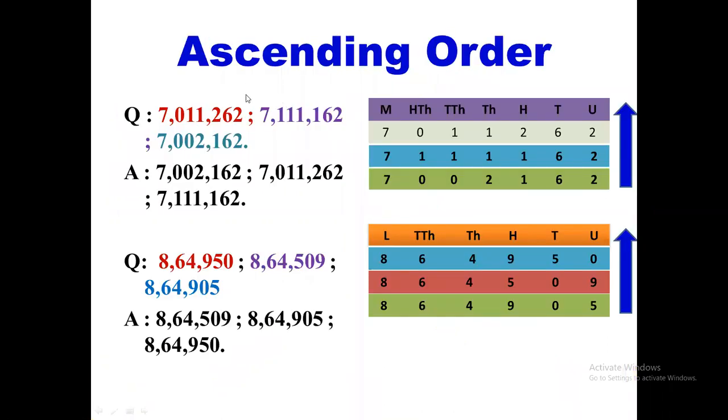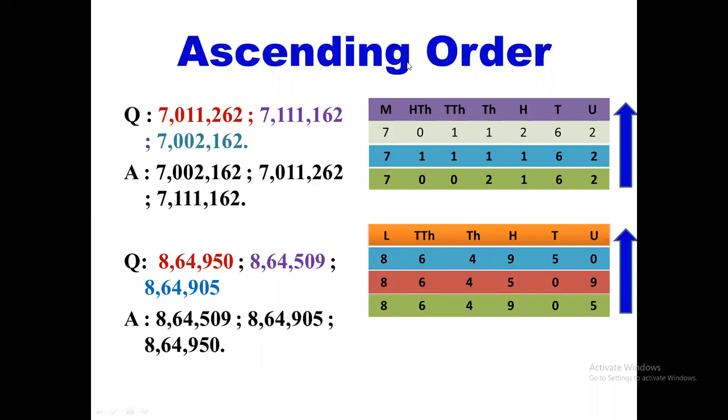Next is a question which is present on your screen, which is about the ascending order. Number one question is present on your screen. I have given you 7-digit numbers. For example, 7,011,262, 7,111,162, 7,002,162, and you have to arrange these numbers into ascending order.